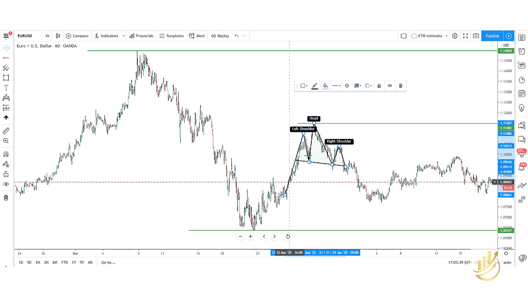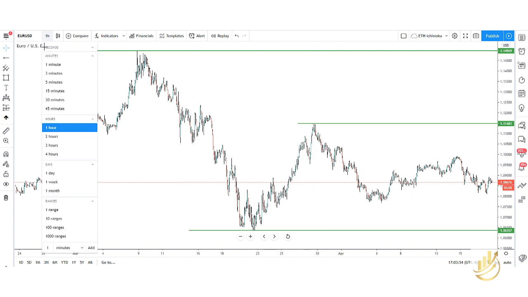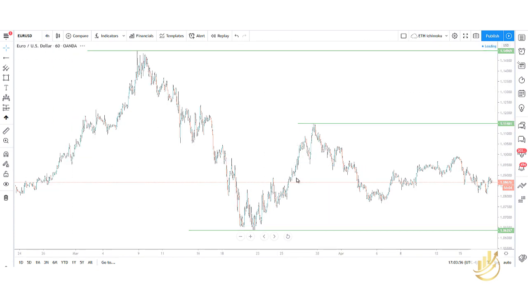That's how we need to look at charts very carefully and understand whether we are looking at some price patterns or not. So let me go back to the 4-hour chart.